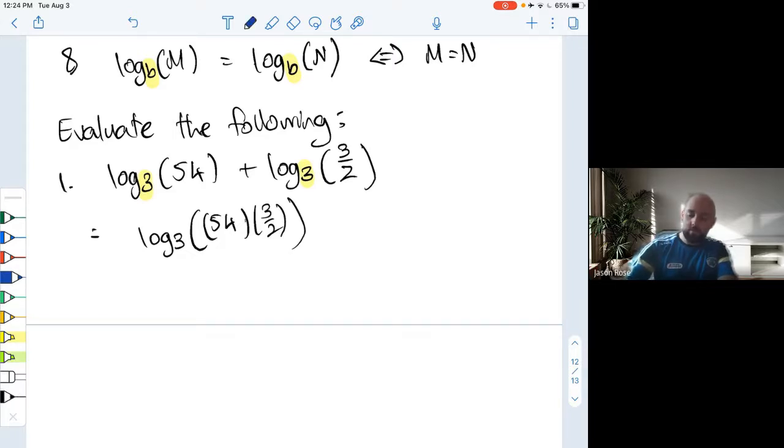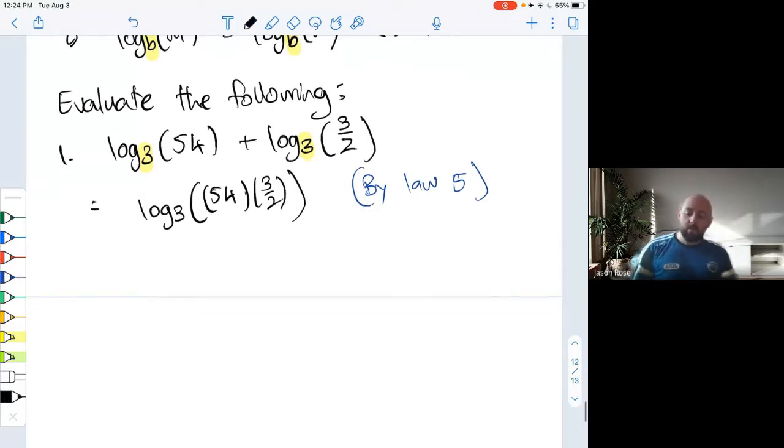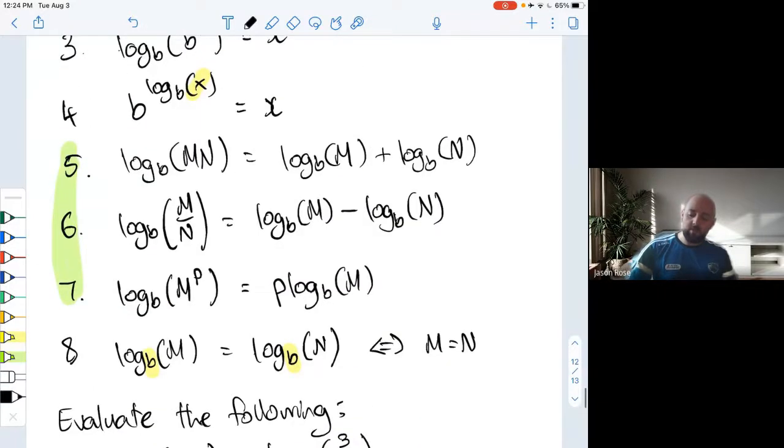And let me just make a note here. This is by rule 5. Wait, I told you I was going to call them laws, didn't I? By law number 5. By log law 5. So that's something I can do. Just going back to number 5 here, here is where my 3 was, here is where this was 54, and this was 3 over 2. And going backwards, doing it the other way around, I have changed this to log to the base 3 of 54 times 3 over 2.